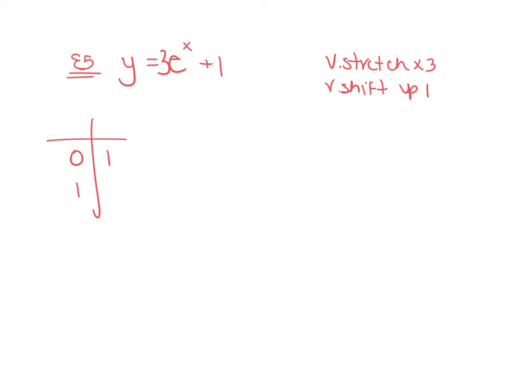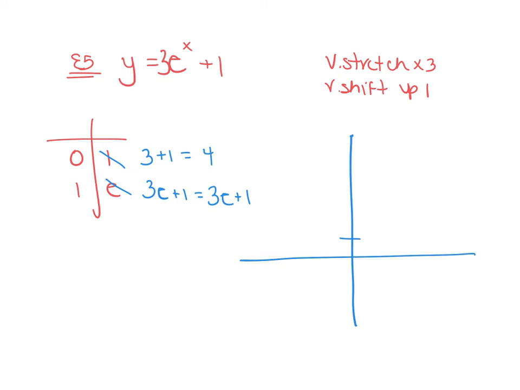So if you looked at your table of values, and you can just use the points (0, 1) and (1, e), you're going to change just your outputs. We're going to start by multiplying each of our outputs by 3. And then what we're going to do is add 1 to it. So this will be 4, and this will be 3e plus 1, which we can actually just write like that.